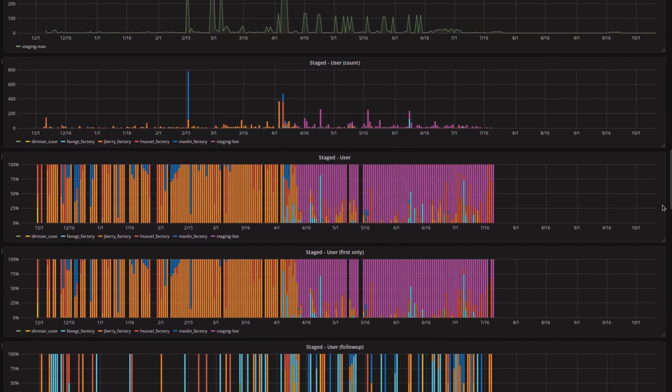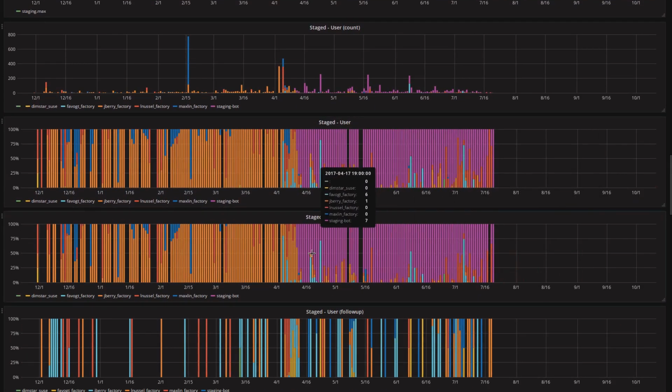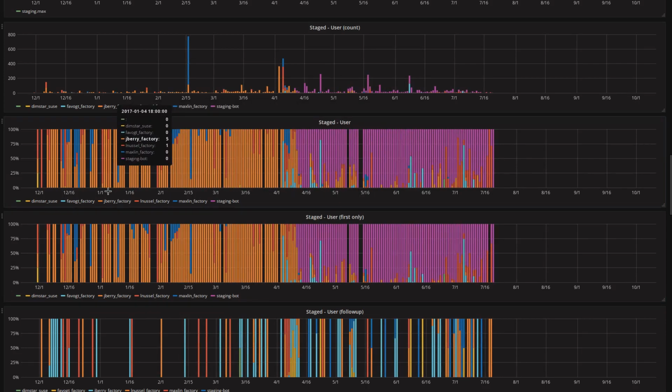So this is one of the interesting bits that I was trying to pull out. This is actually who was doing the staging, so what user. You can see JBerry Factory is myself, and Ludwig being the project owner. So you can kind of see who's doing the majority of the work here.